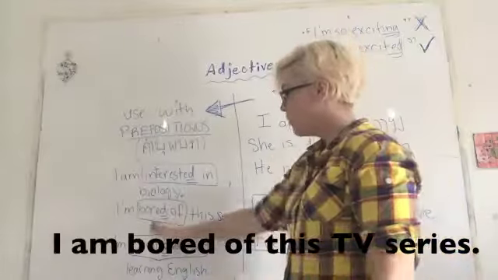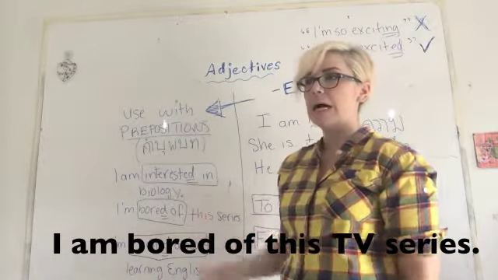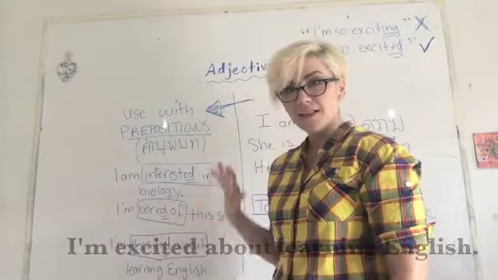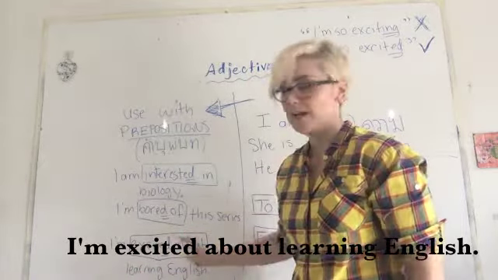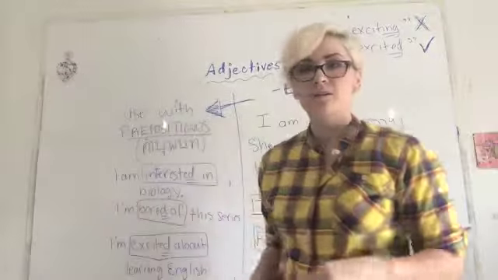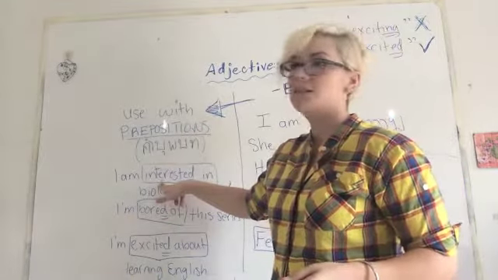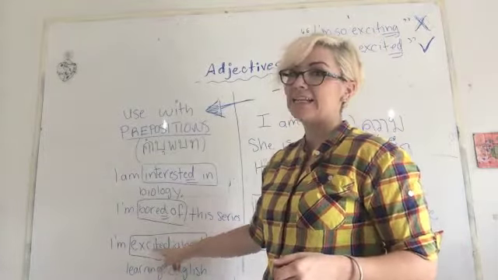You can also say bored of. I am bored of this series. เบื่อซีรีส์นี้มาก ๆก็คือ bored of นะคะ The last one I'm excited about ตื่นเต้นเกี่ยวกับ I'm excited about learning English. So some examples with prepositions would be interested in, bored of, excited about. Here are a few more examples of using ed adjectives with prepositions.